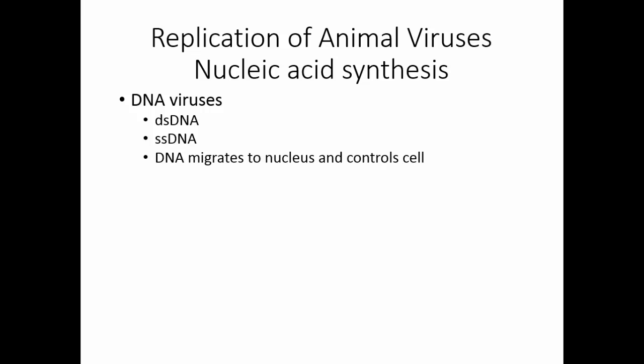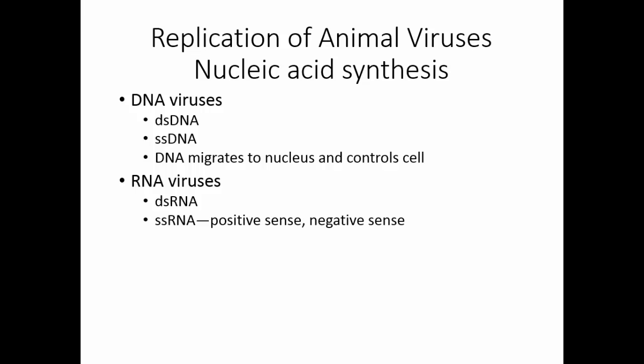Animal viruses replicate differently because they have different nucleic acids in them. The DNA viruses may have either double-stranded DNA or single-stranded DNA, and both of these have different mechanisms for taking over the host cell. But no matter what, the DNA migrates to the nucleus and controls the cell's activities from there.